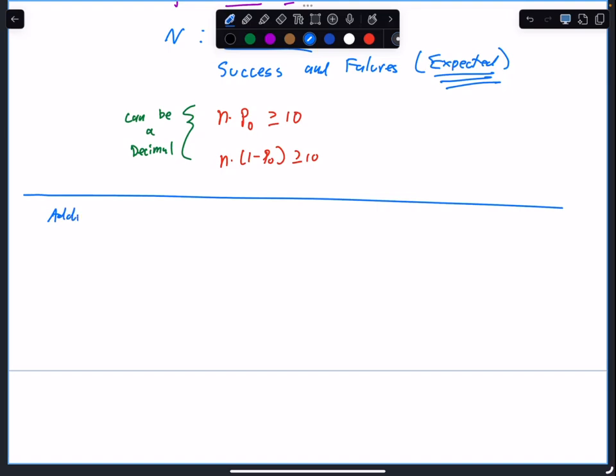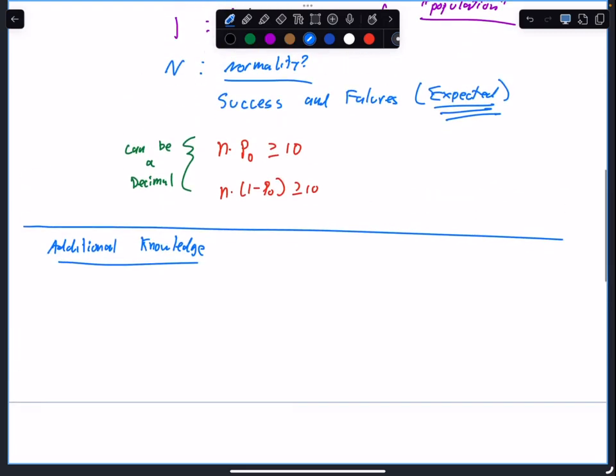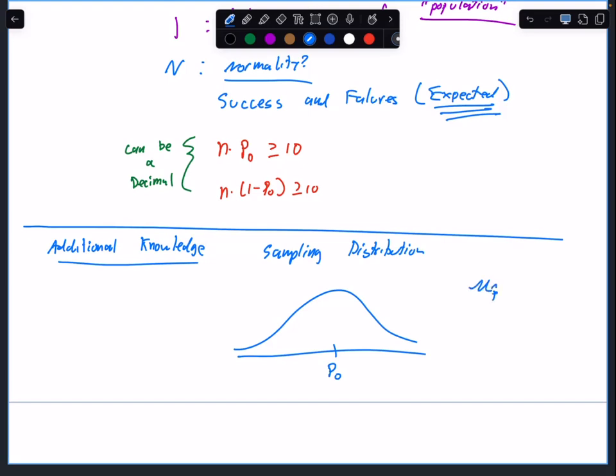Some additional knowledge, meaning that you're not going to be doing it in your work, but some additional knowledge. When we're talking here about, of course, the sampling distribution, the sampling distribution is based on P0, our hypothesized mean. So the mean of P hat, we're going to use P0. And the standard deviation of P hat, we're going to use the square root of P0, 1 minus P0 over N. That second formula will become a little bit more important tomorrow.